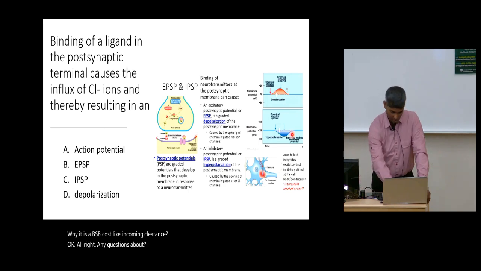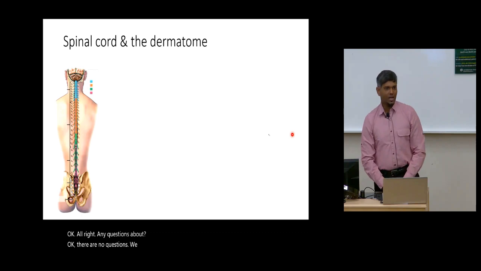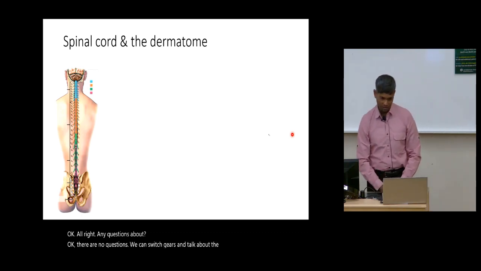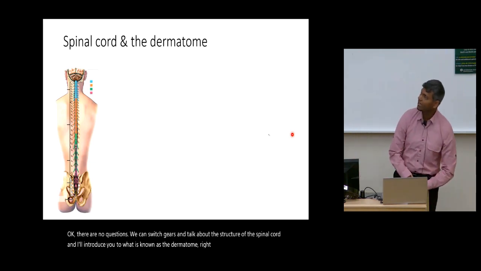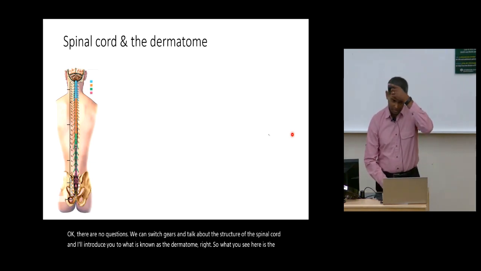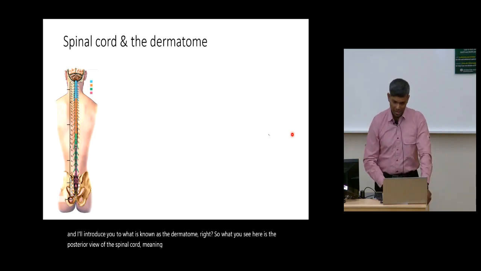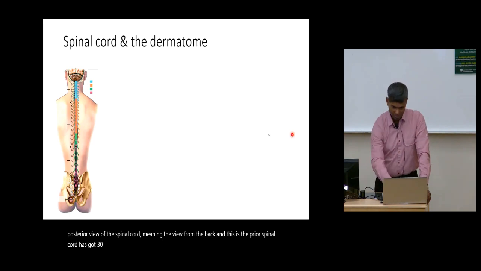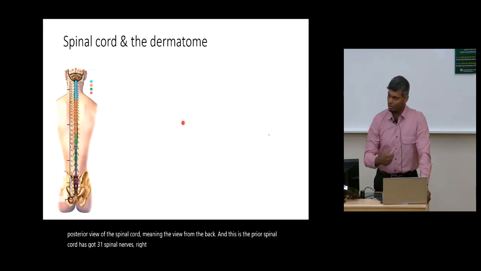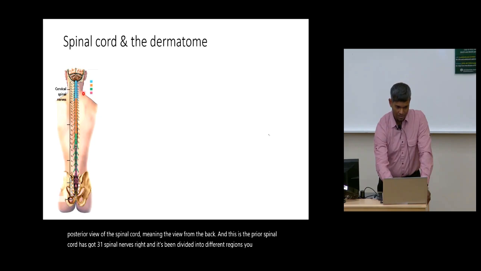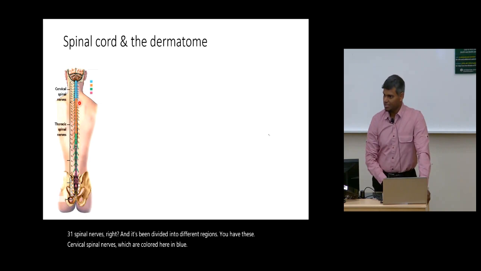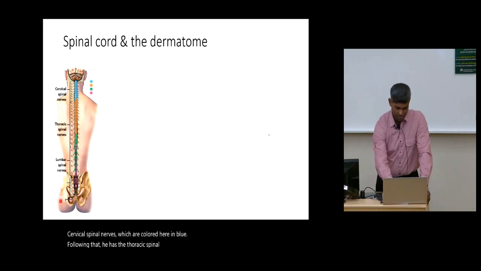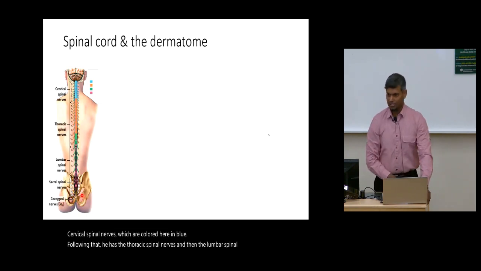Okay, if there are no questions, we can switch gears and talk about the structure of the spinal cord, and I'll introduce you to what is known as the dermatome. What you see here is the posterior view of the spinal cord, meaning the view from the back, and we see that the spinal cord has 31 spinal nerves, and it's been divided into different regions. You have these cervical spinal nerves, which are colored here in blue. Following that, you have the thoracic spinal nerves, and then the lumbar, sacral, and the coccygeal spinal nerves.